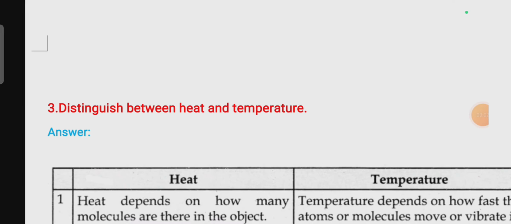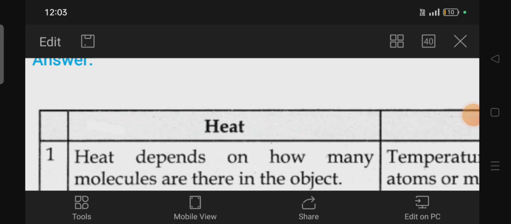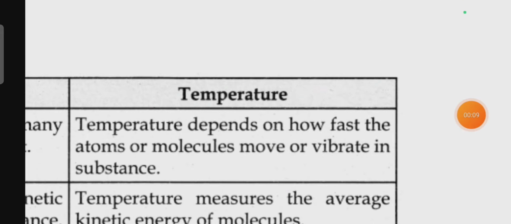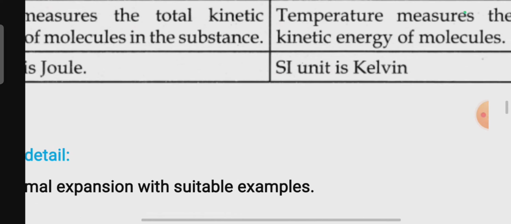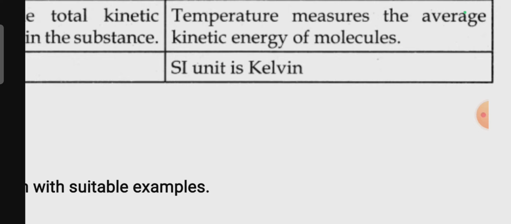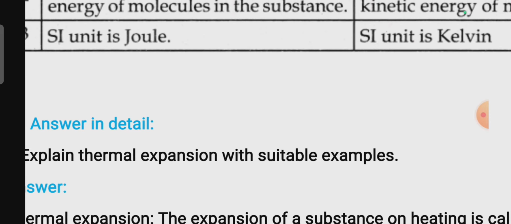Next, third one, distinguish between heat and temperature. Heat depends on how many molecules are there in the object. Temperature depends on how fast the atoms or molecules move or vibrate in a substance. Heat measures the total kinetic energy of molecules in the substance. Temperature measures the average kinetic energy of molecules. Next, SI unit is Joule, SI unit is Kelvin.